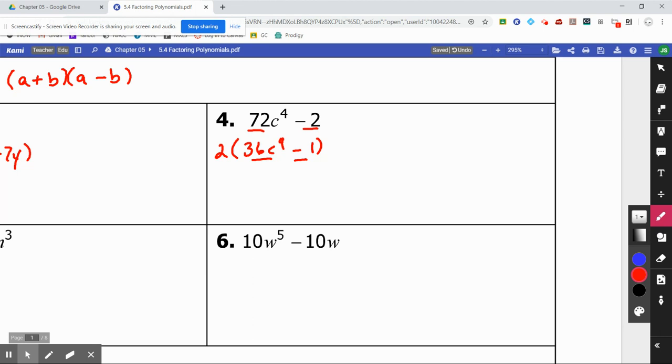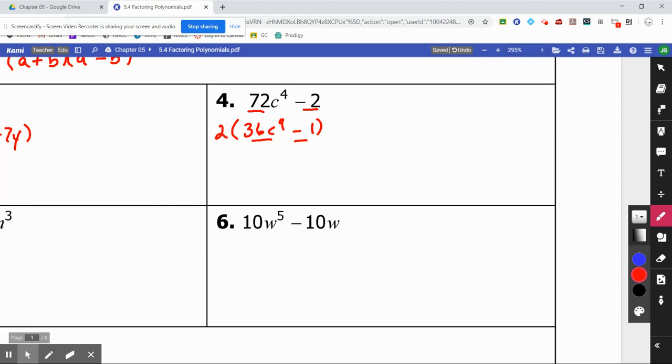Now what you're left with is difference of squares. And let me draw that 4 a little bit better. Bring down the 2. Difference of squares will factor into conjugates, plus, minus. What times itself gives you this would be a 6 and a c squared times a 6 and a c squared.